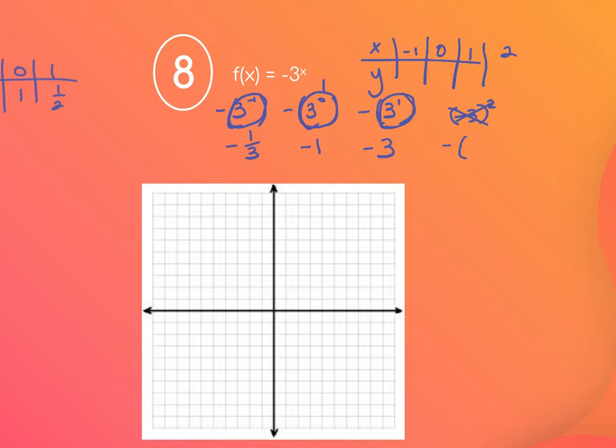It's negative 3 to the second, like that. So that would be negative 9. So it matters when you do those even powers. It's not going to matter on the odd power. It's not going to matter on the 0, but it does matter on the even power, so be careful.